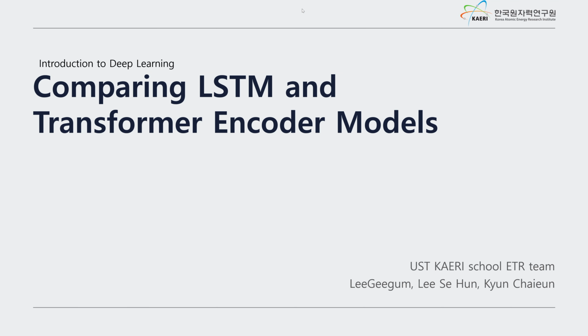Hello everyone, today we will present our comparative study between LSTM and transformer encoder models for the AG News text classification task. Instead of just asking which model is better, we focused on analyzing how they differ in performance, convergence, and error patterns under identical training conditions.